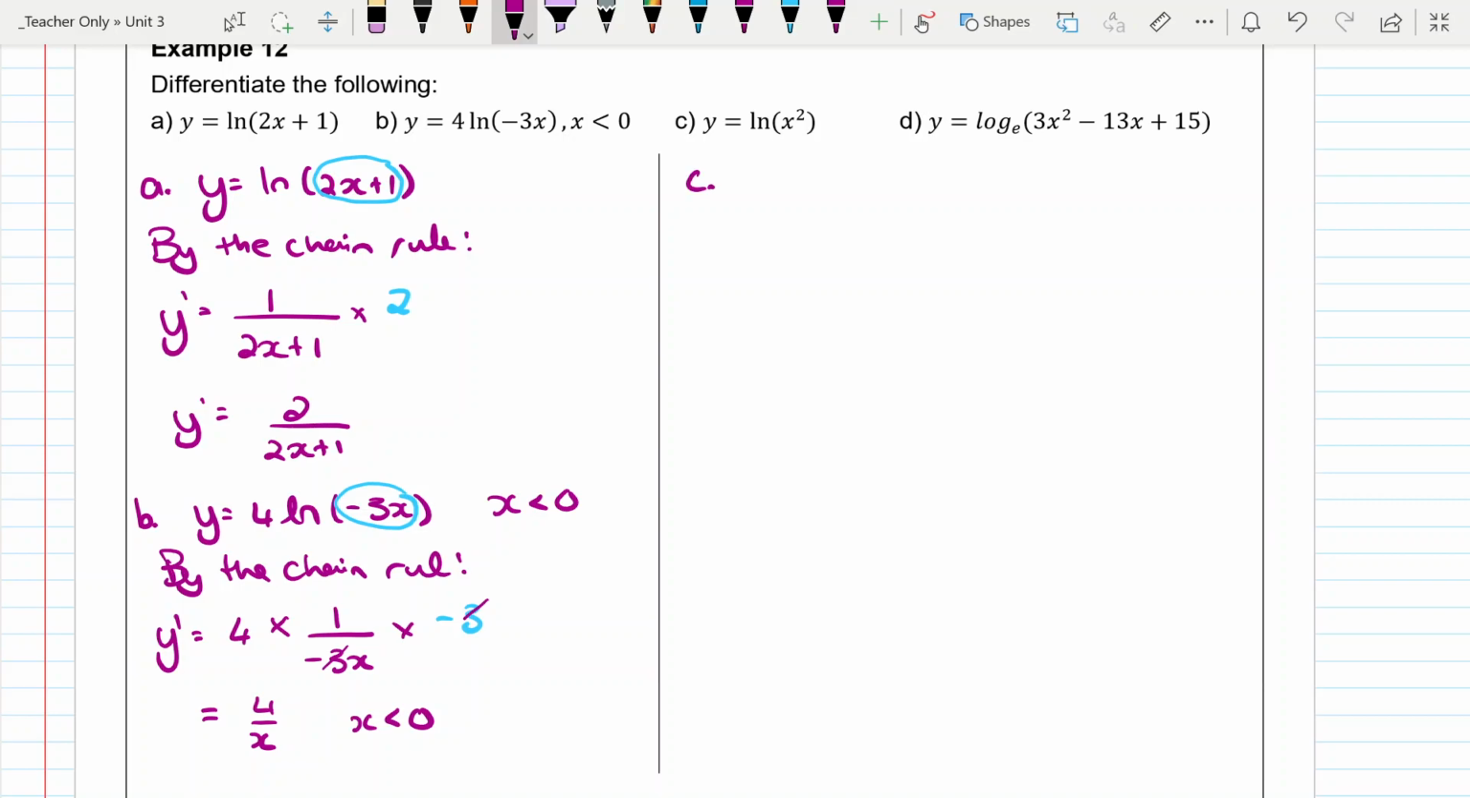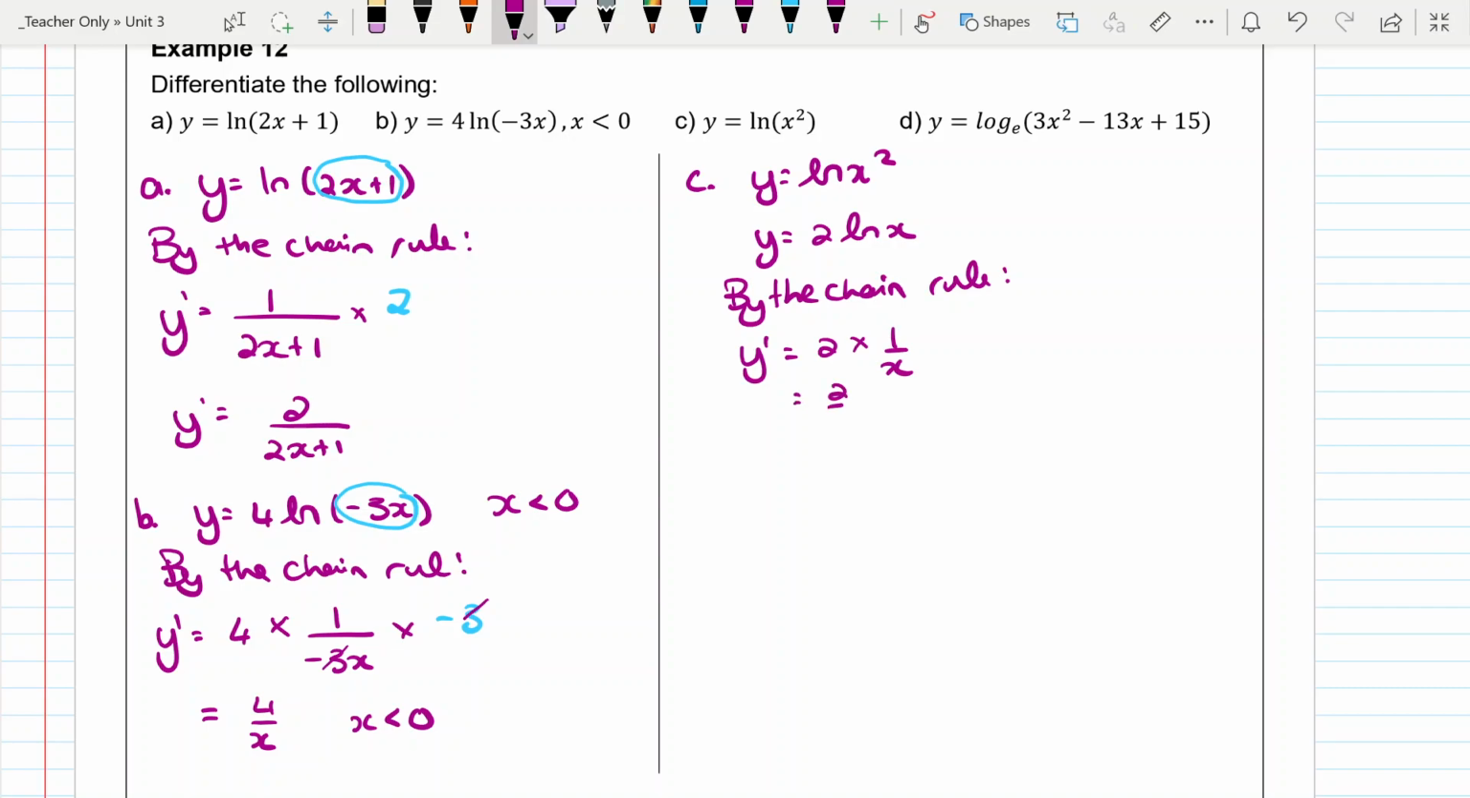Alright, C, we have that y equals ln of x squared. Using our log laws will make it easier because we can actually just rewrite that as y equals 2 ln of x, and therefore by your chain rule we know that our 2 doesn't affect it. We have 2 multiplied by 1 over x, which is our derivative of ln x, and that's just 2 over x.